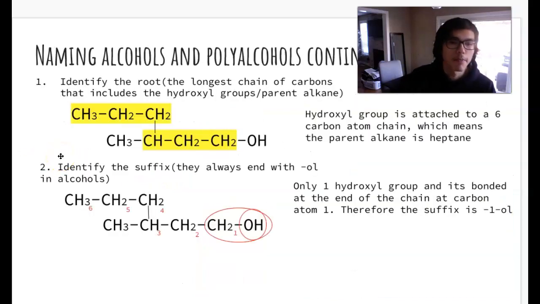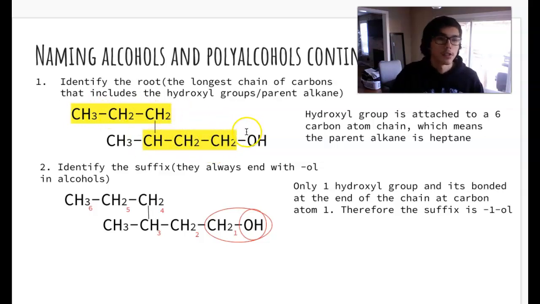So, the first step in naming alcohols and polyalcohols is identifying the root or the parent alkane, which is the longest chain of carbons that includes the hydroxyl group. Now, if you were to look at this first carbon, you would notice that there are 2 possible carbon atom chains that you can use. You have this 4 carbon atom chain right here, 1, 2, 3, 4, and the 6 carbon atom chain, which is highlighted. Now, since you want the longest chain of carbons, we're going to use the one that's highlighted. And since there are 6 carbons in that chain, this means the parent alkane is hexane. And we know this because hexane is made up of 6 carbons, and there are 6 carbons in the chain.